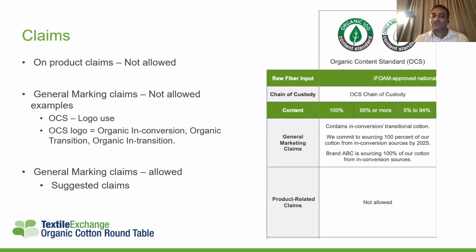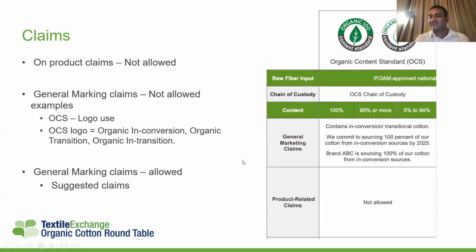We are not also allowing a general marketing claim with a combination such as the OCS logo and saying OCS in conversion, organic transition, organic in transition. However, we do allow general marketing claims with the suggested language. At the moment these are still suggested, but you can have similar language on your web page or in general marketing or in a store, and you can say this product is made out of in conversion cotton.